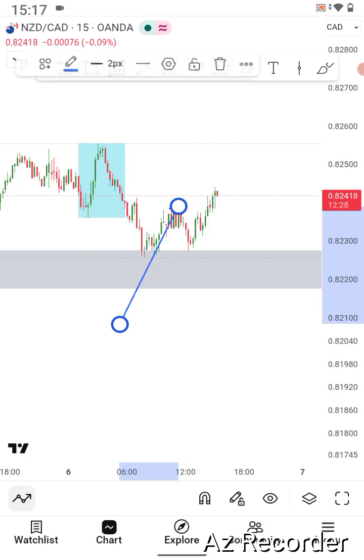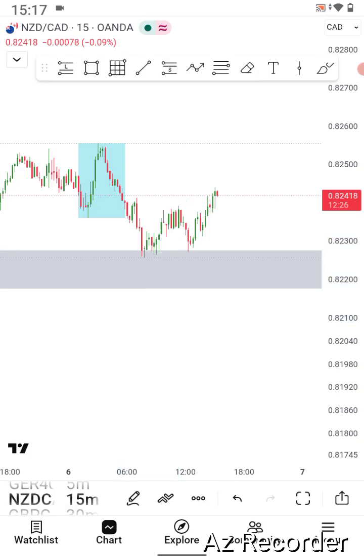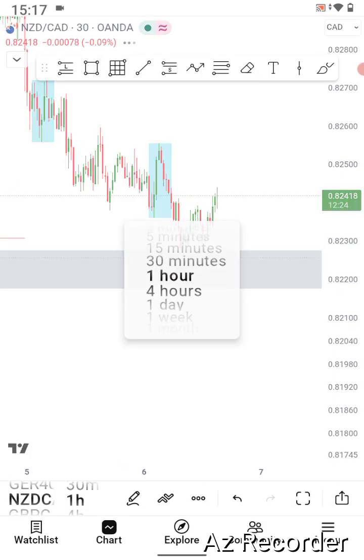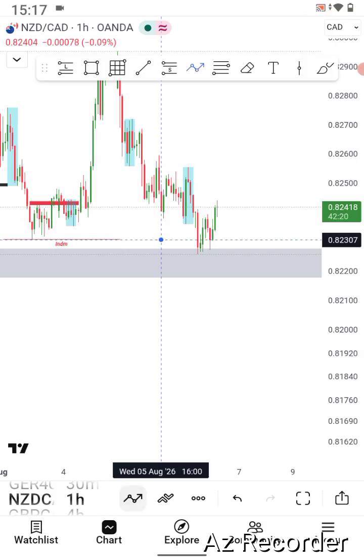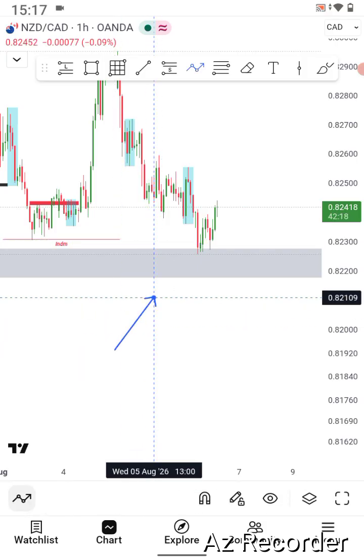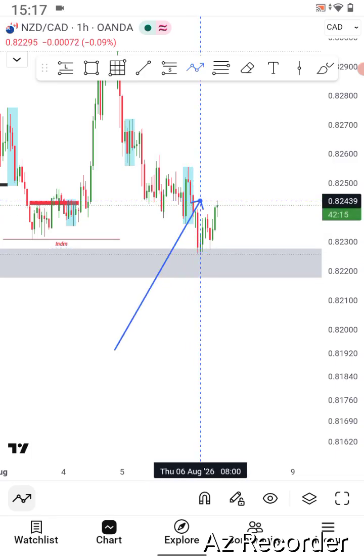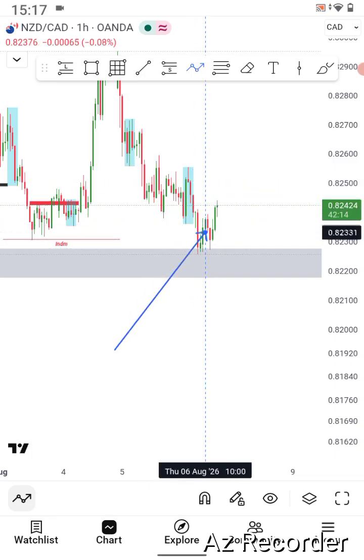Meanwhile, on 1 hour time frame, good. On 1 hour time frame, just a minute. On 1 hour time frame, we are just getting a market structure shift on 1 hour time frame. Market came here, gave a lower high.